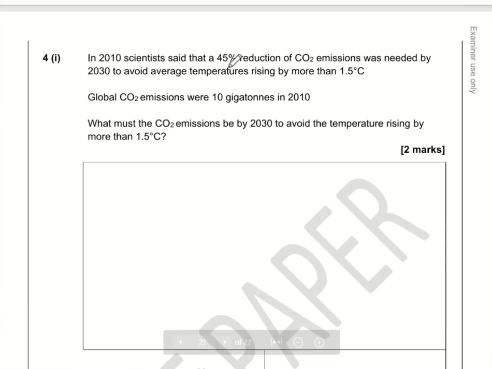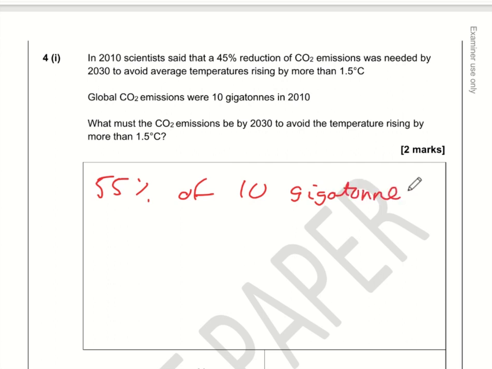Okay, so we want a 45% reduction. So if you're reducing something by 45%, then that means you need to work out 55% of the original amount. So we want 55% of 10 gigatons. Just to clarify what I've just said, if you're buying a pair of shoes, it's 10% off, you pay 90%. So if we're reducing by 45%, we need to work out 55%.